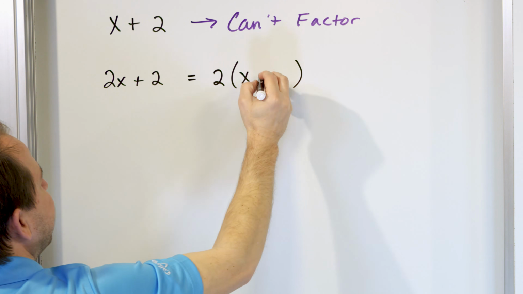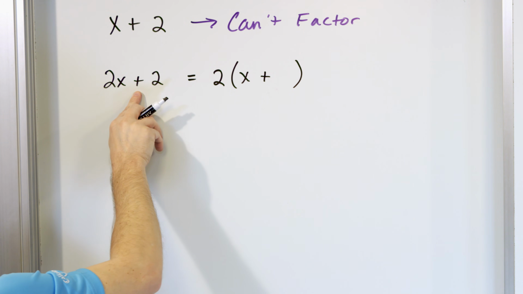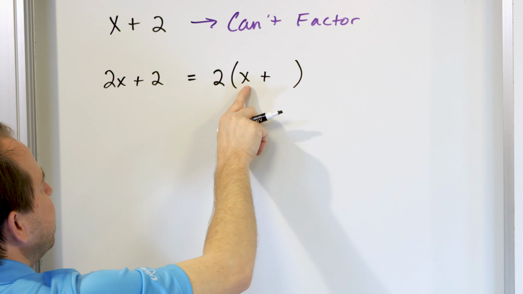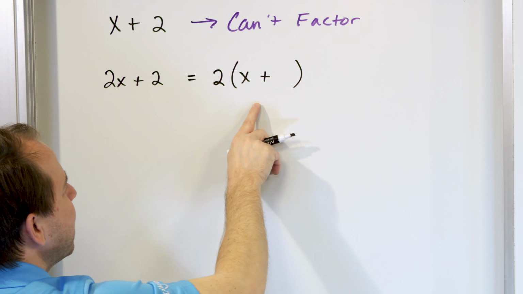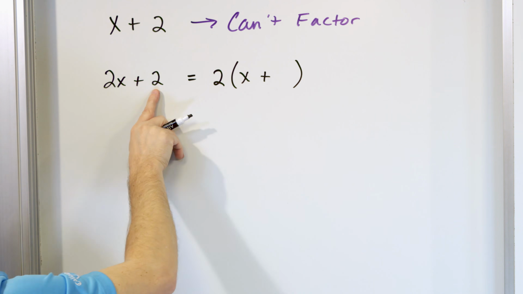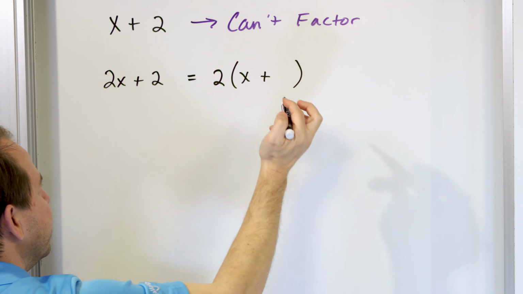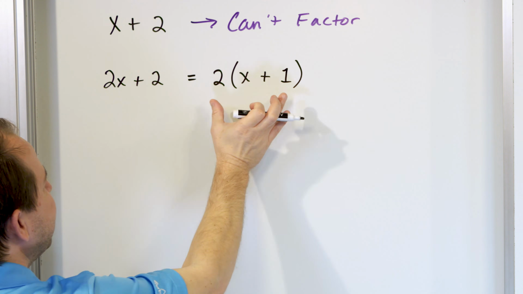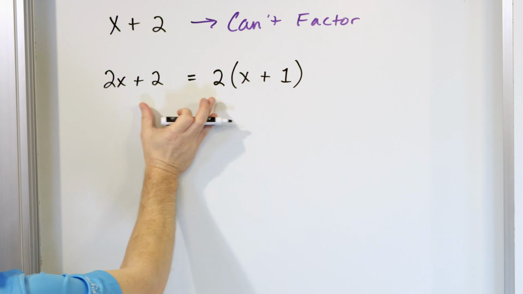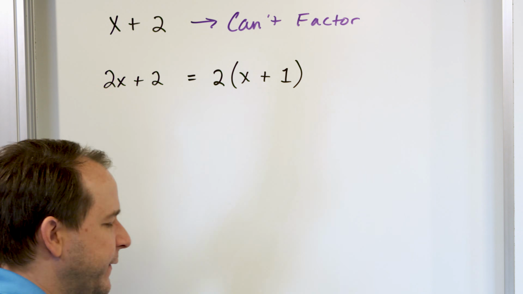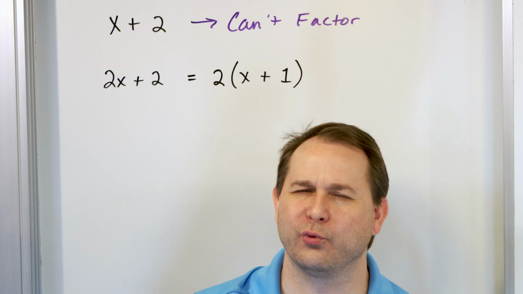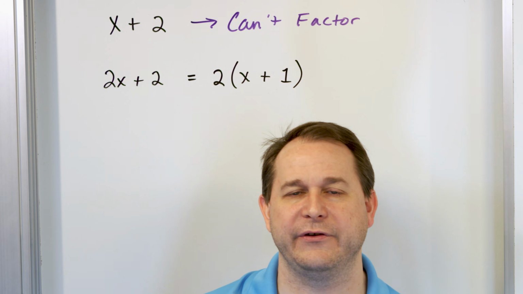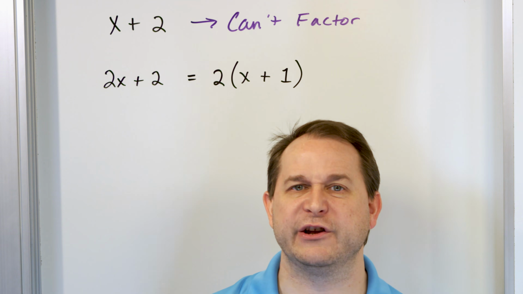And then I know that there's going to be a plus sign because there's a plus sign here. And then I know if I distribute this 2 times x, I'm going to get this 2x, but 2 times what here will give me the 2 here? 2 times what is 2? You all know that 2 times 1 is 2. So this is what we call the factored form of this. And now you can see very clearly why I told you the real definition of factoring that's easy to understand is distribution in reverse.